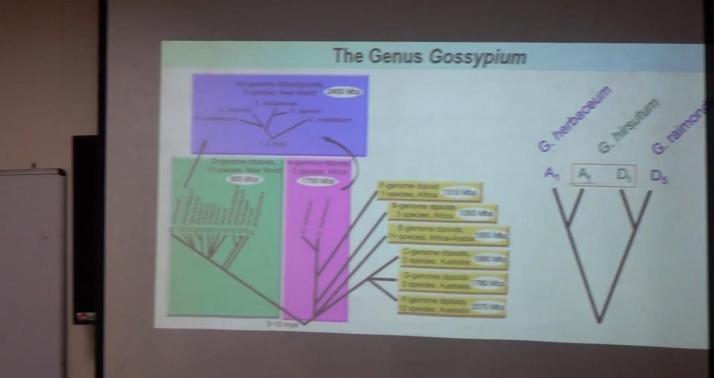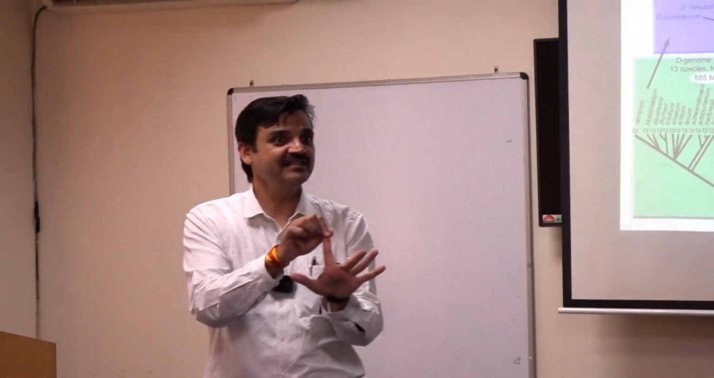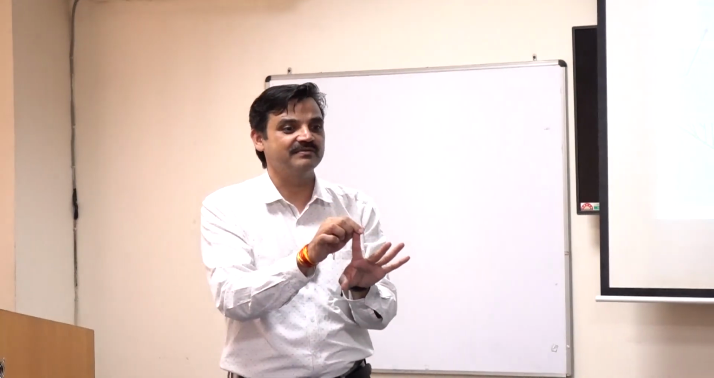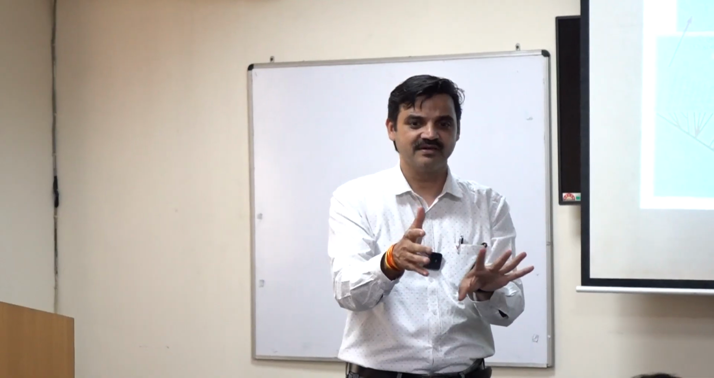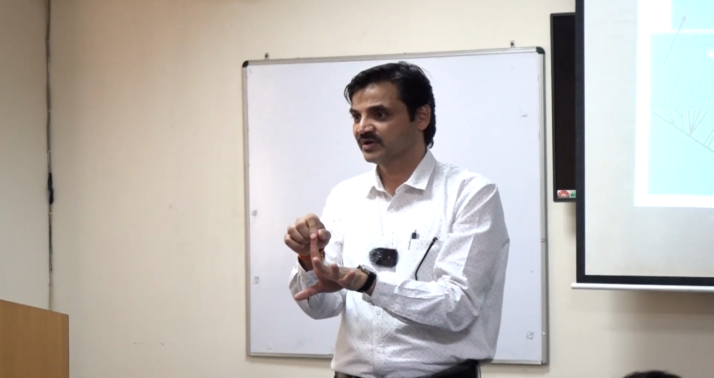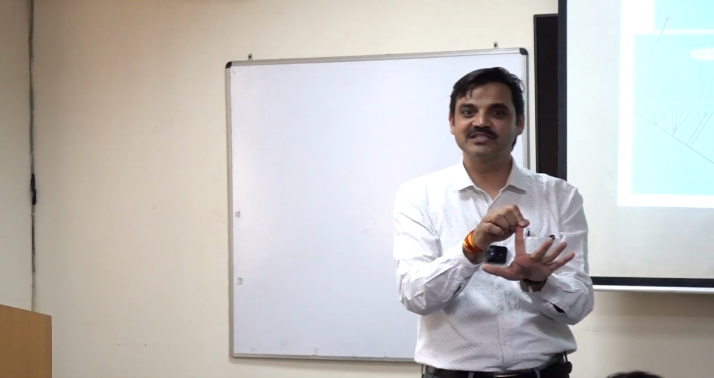So out of these 5 species, whatever we are having in the field right now in India is Gossypium. Gossypium is the genus of cotton. So Gossypium hirsutum. Okay. So out of 5, only Gossypium hirsutum.